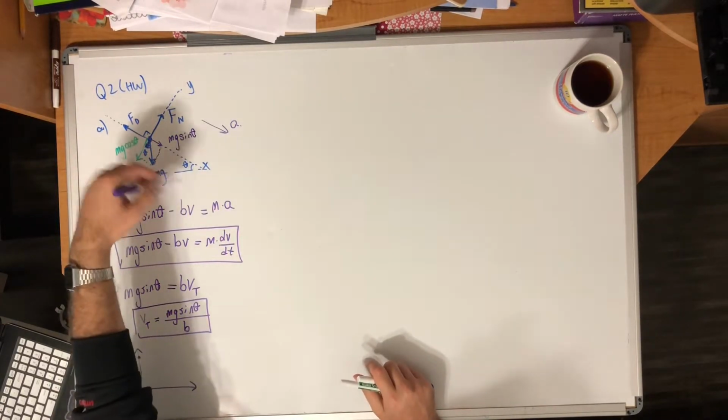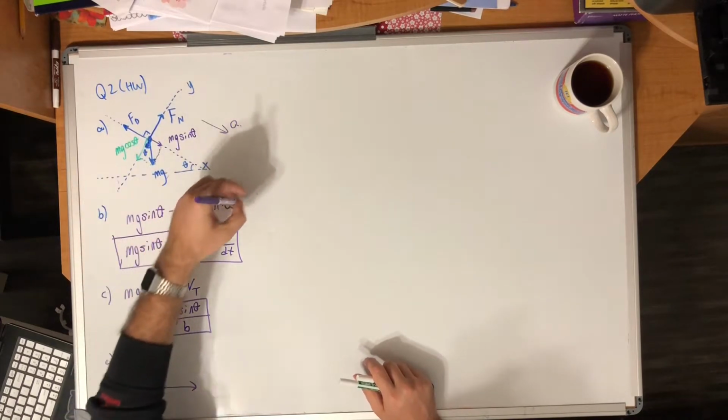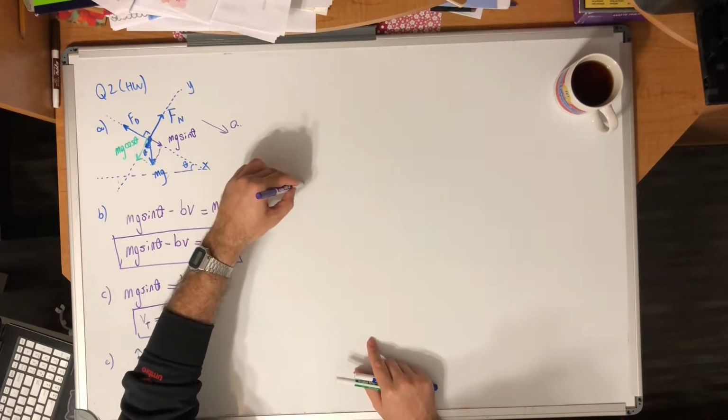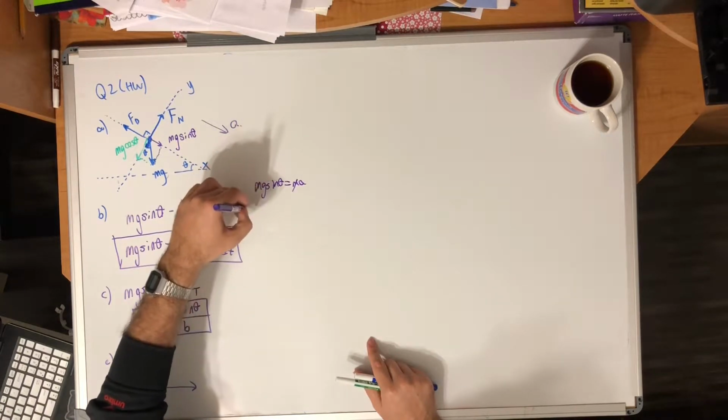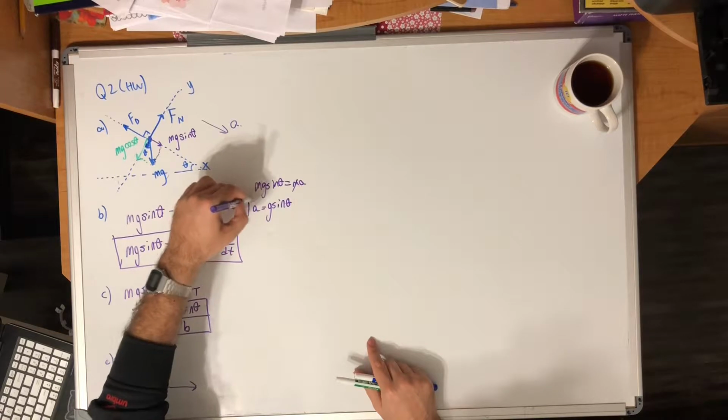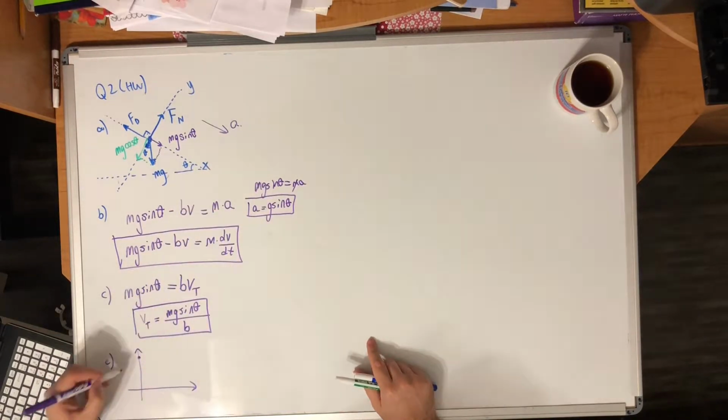So in this case, what's my maximum acceleration? Let's say there is no force, there is no FD. mg sine theta equals ma. The m's will cancel out, so my acceleration is g sine theta. So I start with the maximum acceleration, g sine theta.